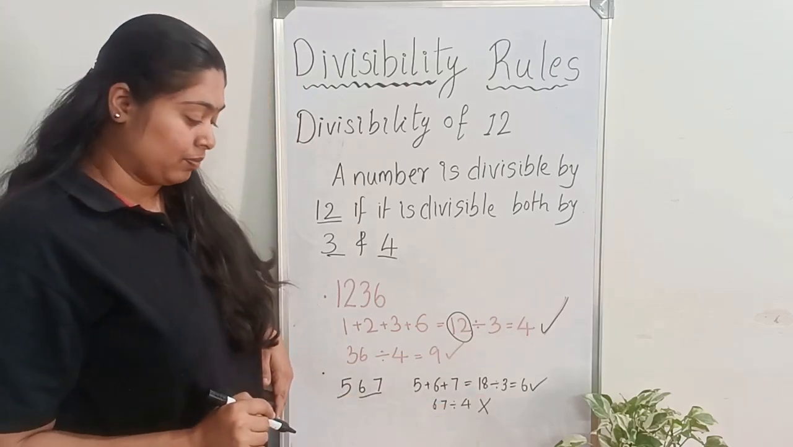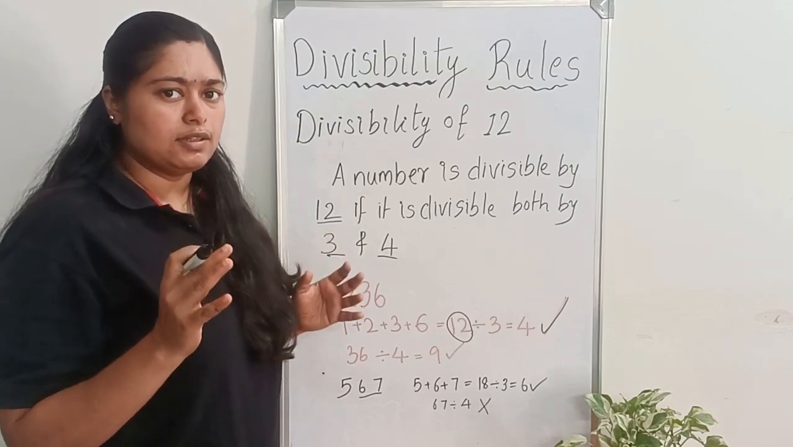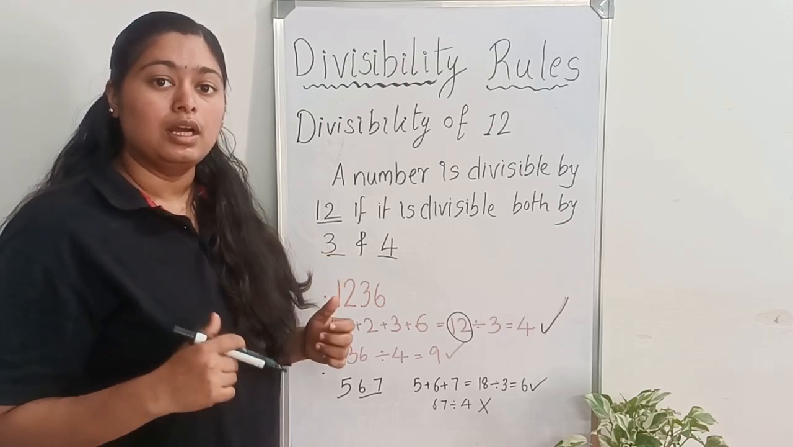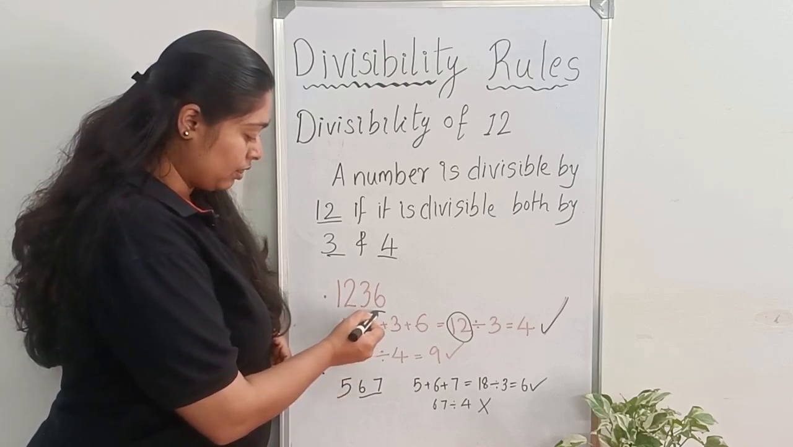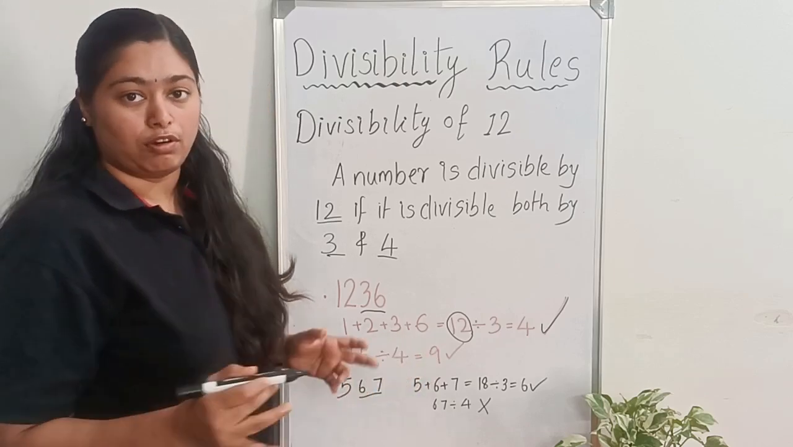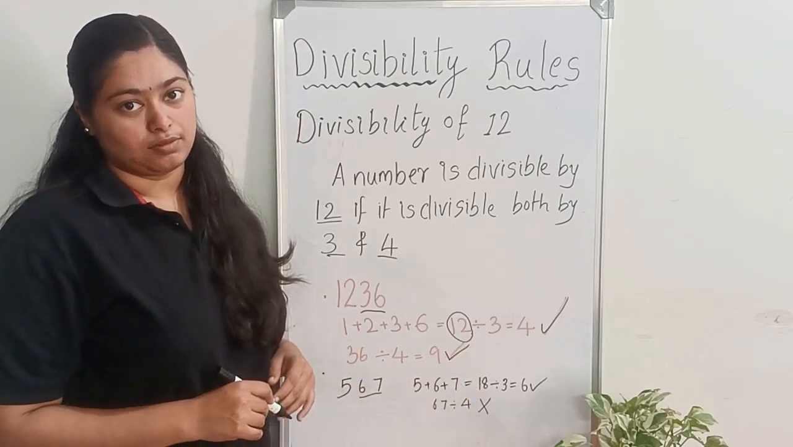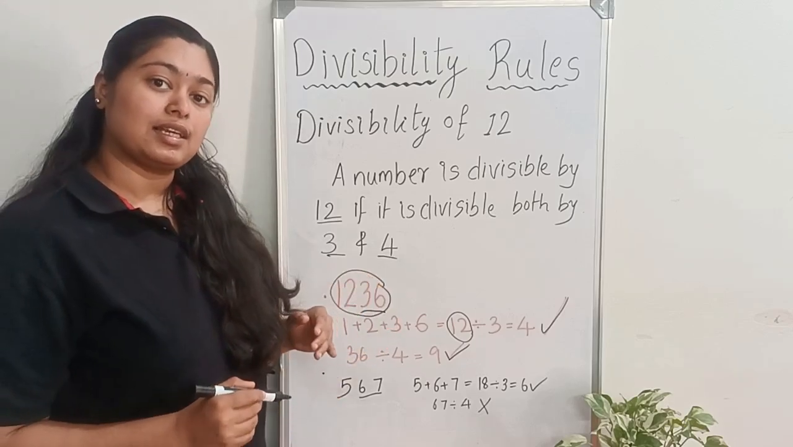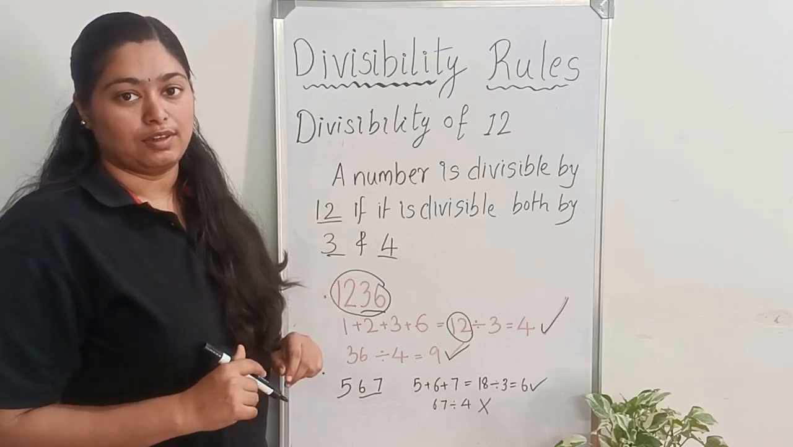Now for the same number, let's look at the divisibility rule of 4. The divisibility rule of 4 says if the last two digits are divisible by 4, then the number can be divided by 4. Here the last two digits are 36, and 36 divided by 4 is 9, which is perfectly divisible. So the divisibility rule of 4 is also satisfied, which means this number 1236 can be perfectly divided by 12 without leaving a remainder.